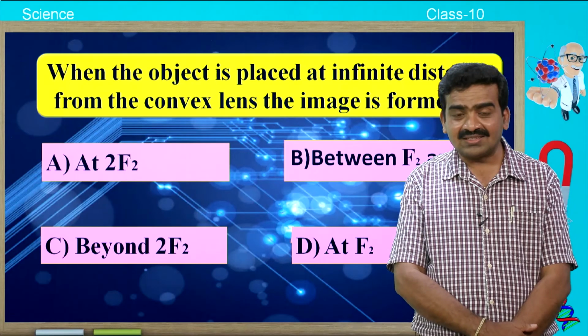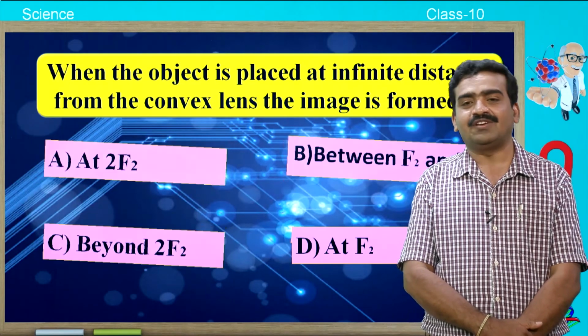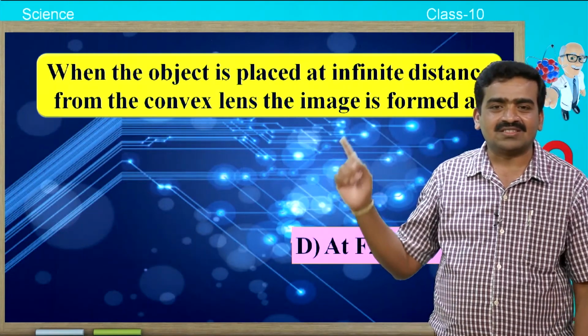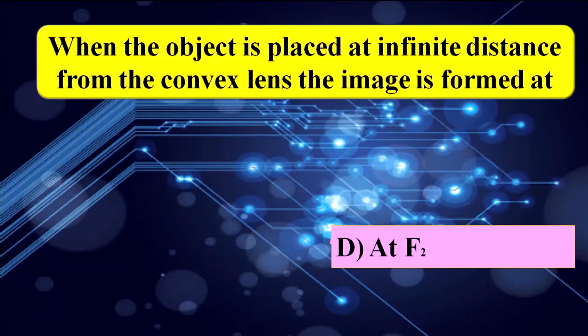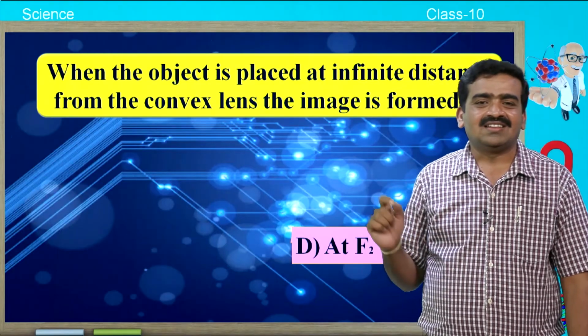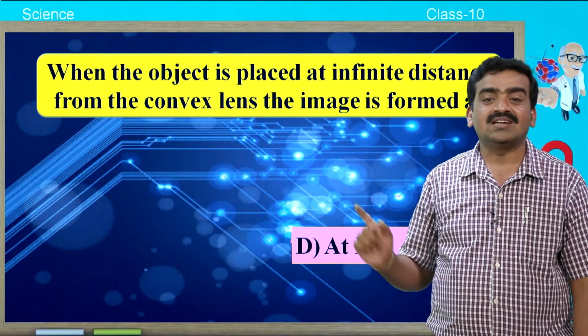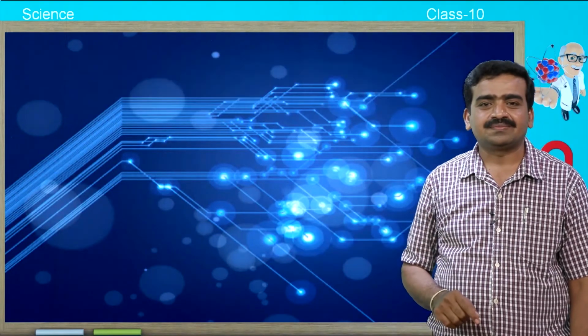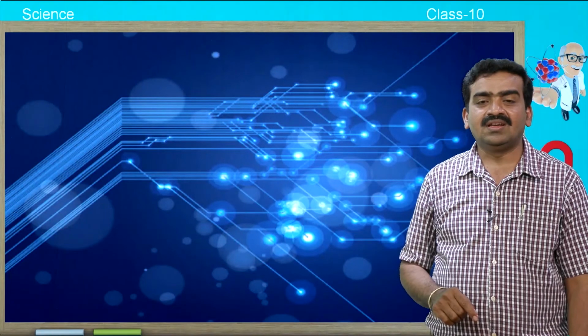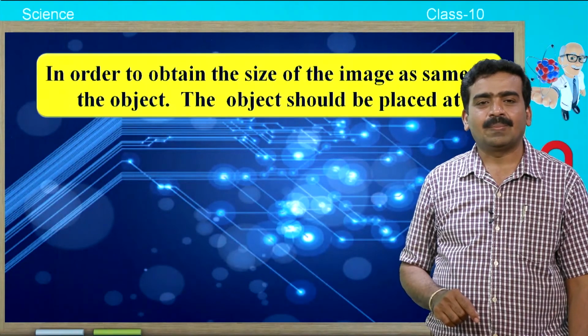Have you marked the answer? Then verify your answer. The answer for this question is D, at f2. When the object is placed at infinite distance, the image is going to be formed at f2, that is at the principal focus. Now, here you have the second question.